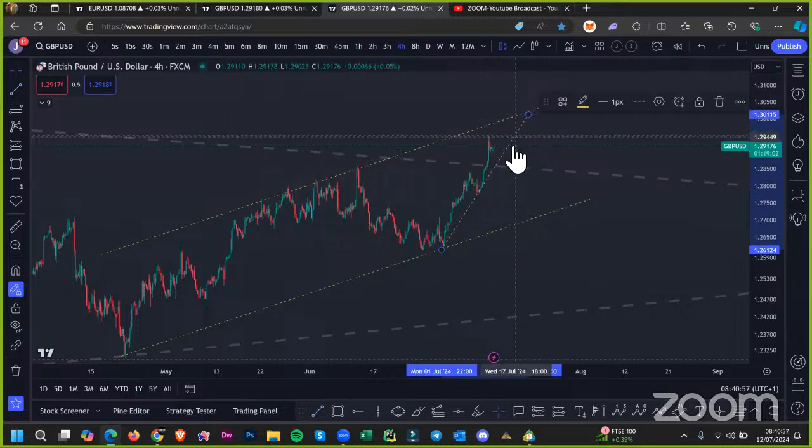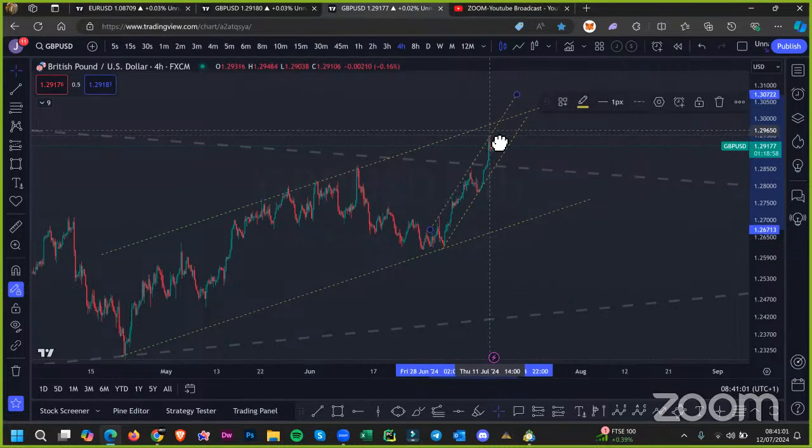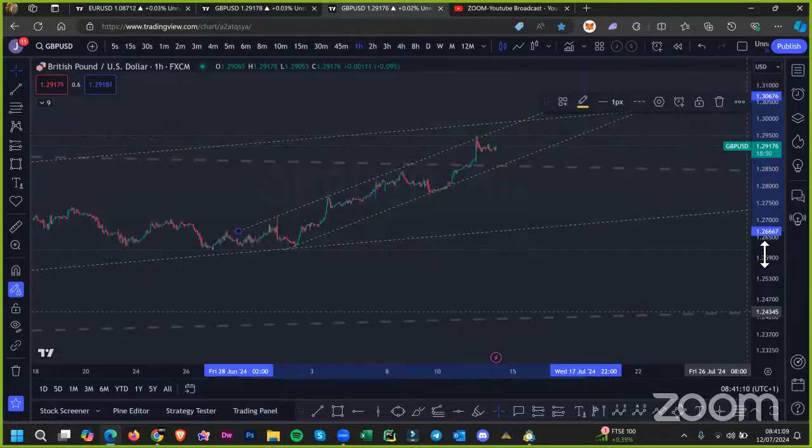Pushing back up into premium levels. In fact, it tapped into a premium level over here. Okay, let's drop our time frame down to an hour and see what's happening in the hour.